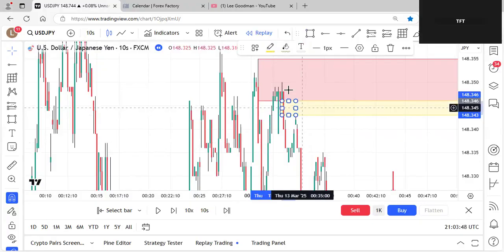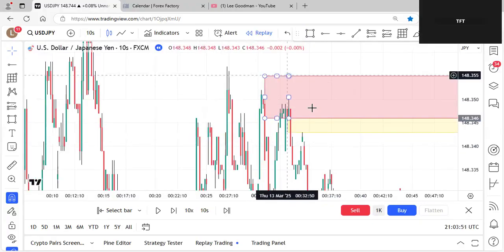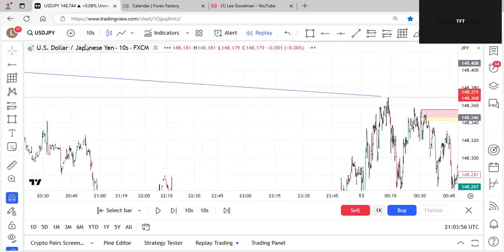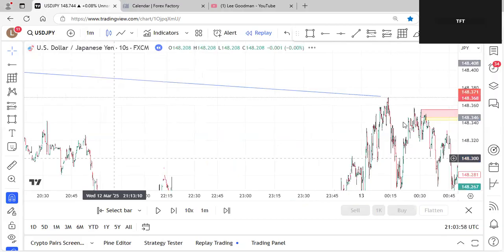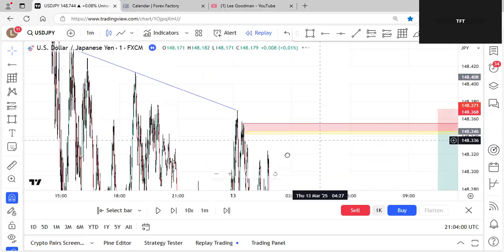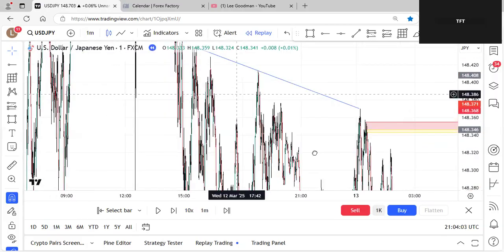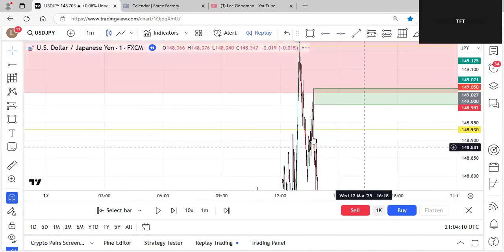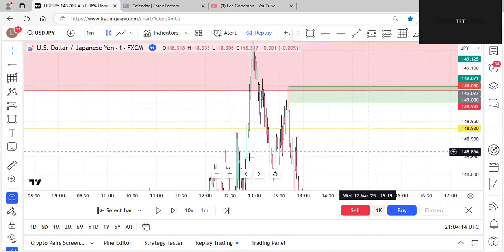So imbalance filled there, taps into something in this. That's why I marked it red, because I didn't have it. But still a good valid trade. And then we've got something up here which it reacted out of. I push there.